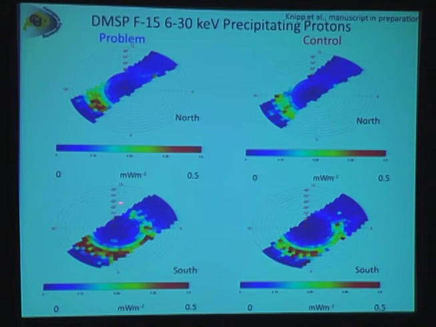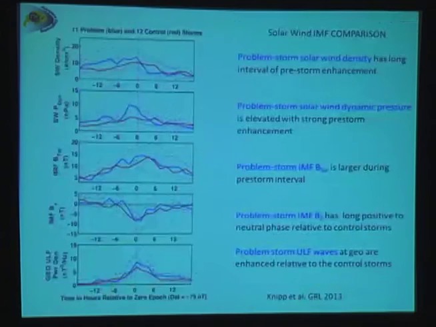I just want to show you here problem and control storms. Here are the precipitating ions. And from the DMSP, you can see in the problem storms, there's a lot more precipitating ions. Why? We think it has to do with preconditioning. These storms in the solar wind have unusually high density. They have a very strong pressure pulse ahead of them.